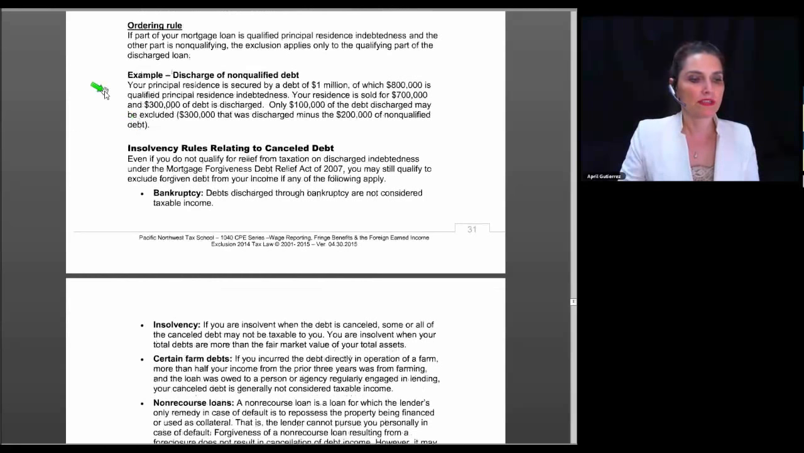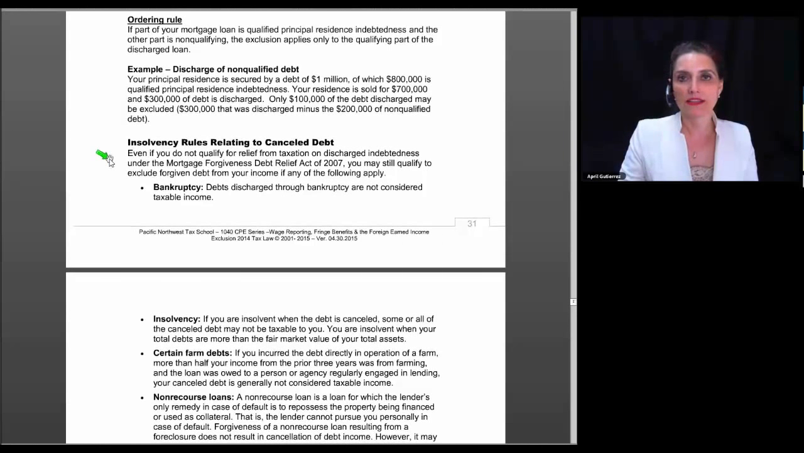Your principal residence is secured by a debt of $1 million, of which $800,000 is qualified principal residence indebtedness, and then your residence is sold for $700,000. So $300,000 of debt is discharged. Only $100,000 of the debt discharged can be excluded: $300,000 that was discharged minus the $200,000 that was non-qualified debt.